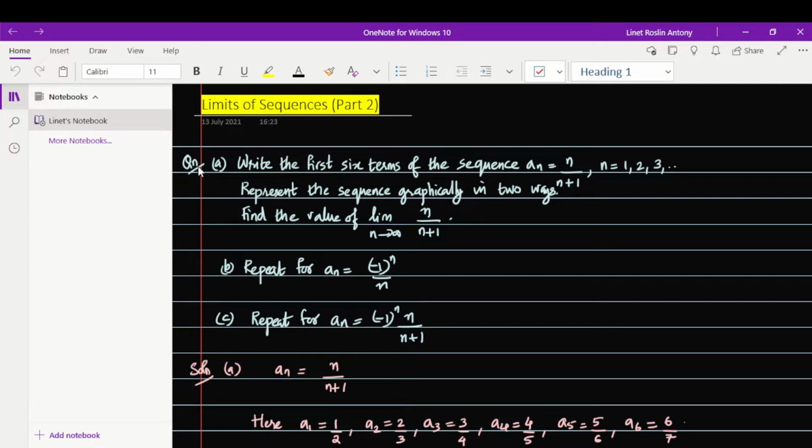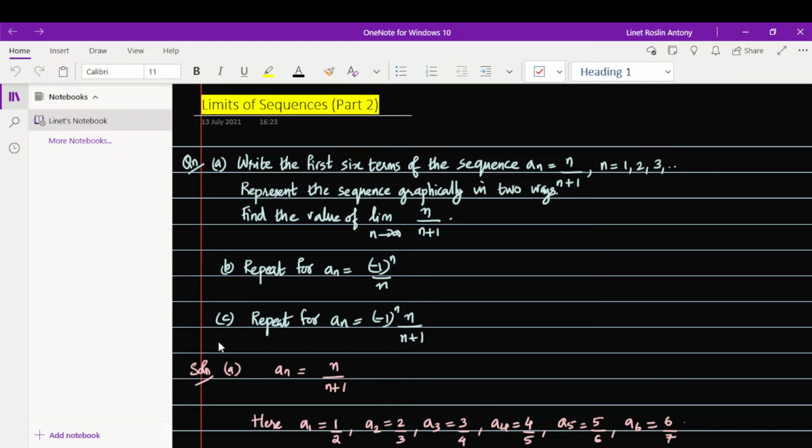The first question is, part A: Write the first six terms of the sequence a_n = n/(n+1), where n = 1, 2, 3, etc. Also represent the sequence graphically in two ways, and at the end find the value of the limit as n tends to infinity of n/(n+1).